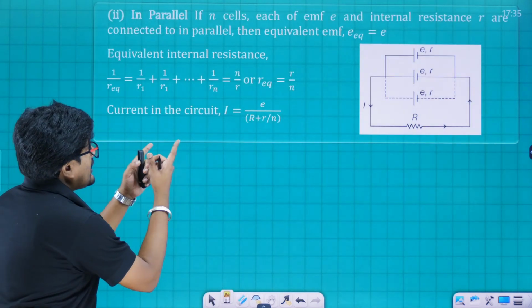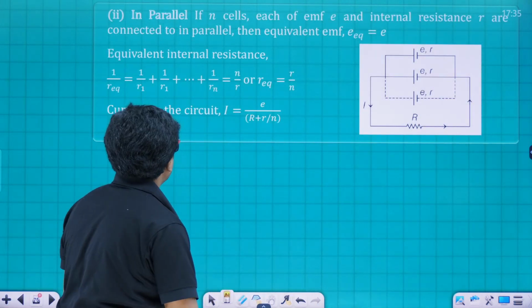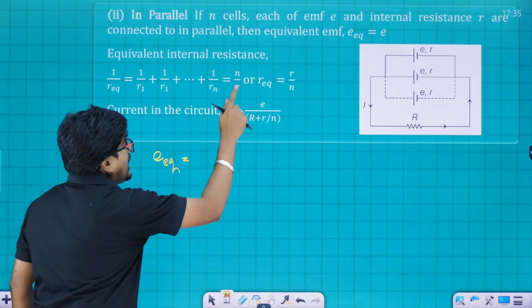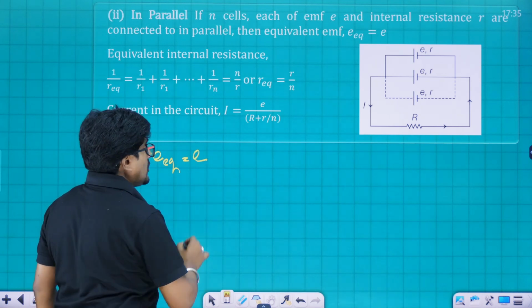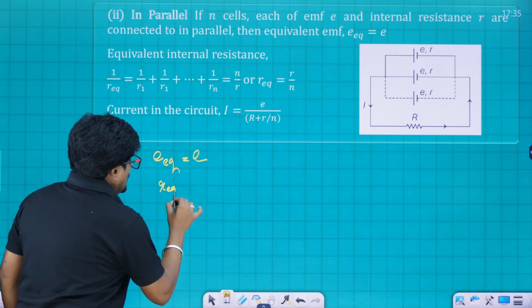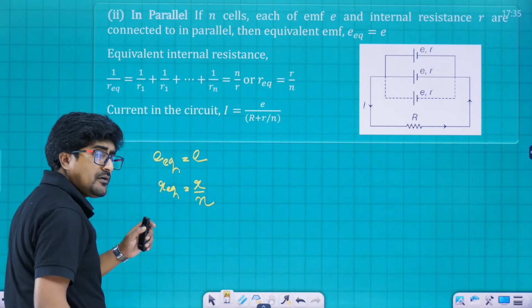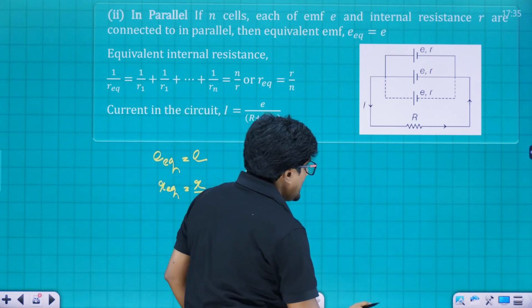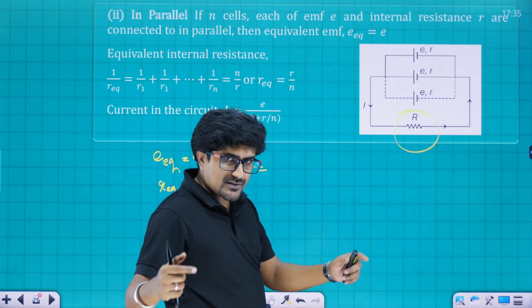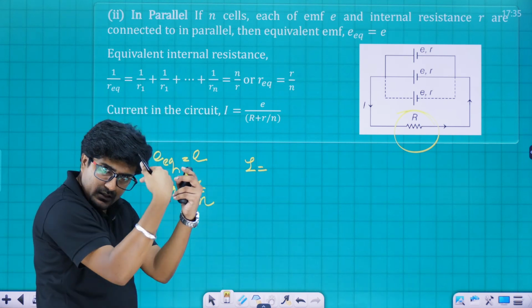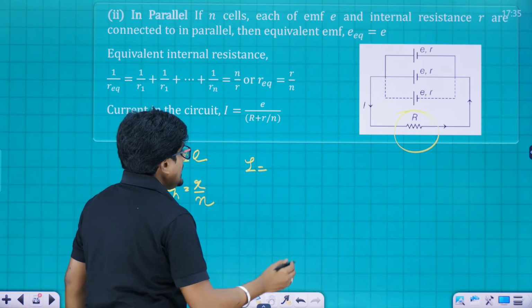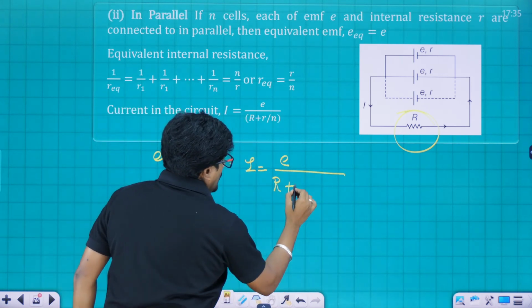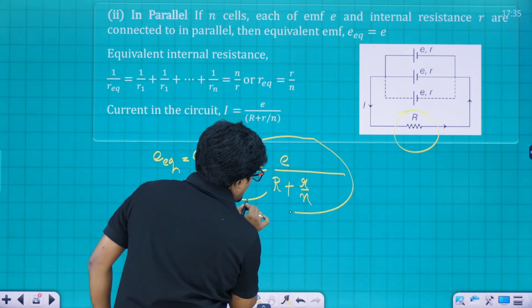Fine. Now if we have a parallel combination like this, with identical cells, then E equivalent is going to be what? Small letter e only, and r equivalent is going to be what? r upon small letter n, isn't it? Then in that case, with a capital R resistance connected across the parallel combination, the resultant current being drawn from the cell is going to be E equivalent, that is small letter e, all divided by the external resistance plus r equivalent. What is r equivalent? r divided by small letter n.